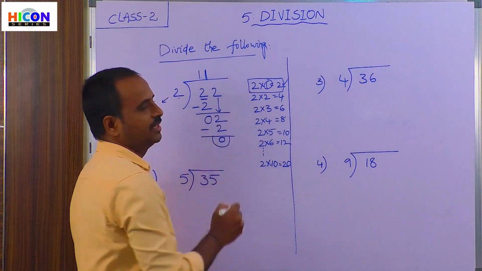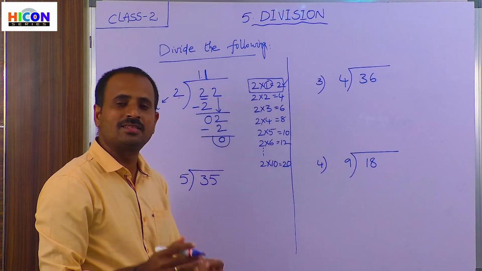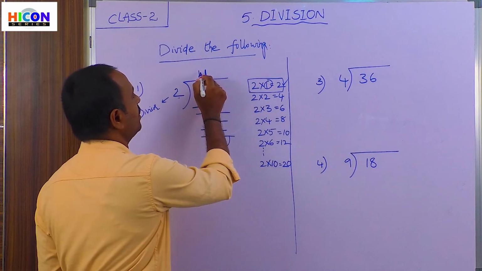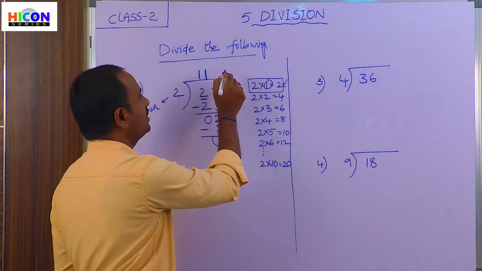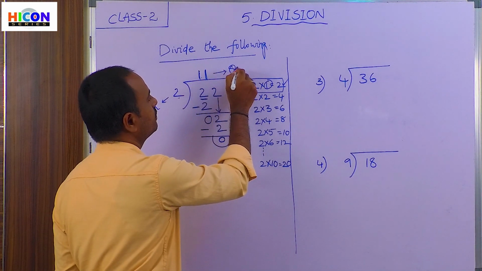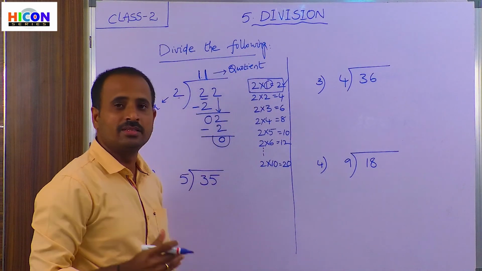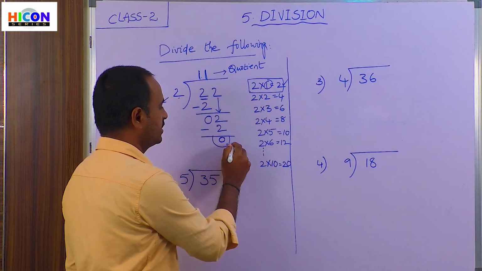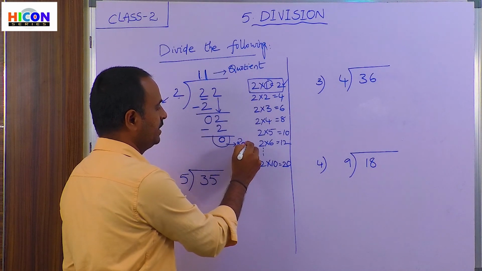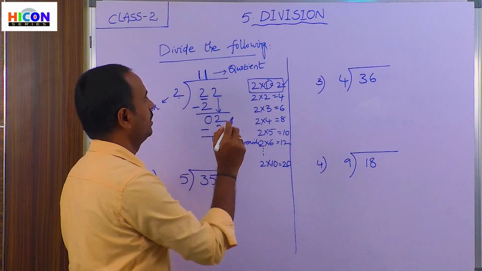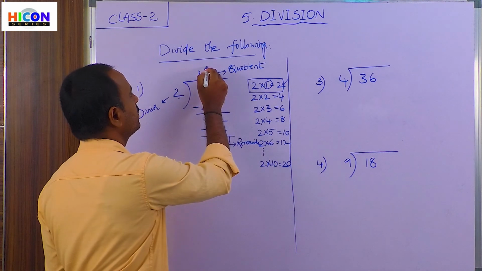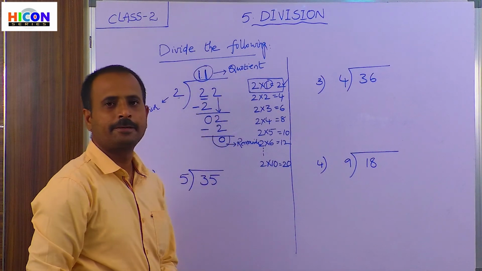The division is completed. So children, what is the answer here? The answer is 11. What is the 11 called here? Quotient. The 11 is called the quotient. And what is the remainder here? 0 is the remainder. So children, what is the answer? 11 is the answer.